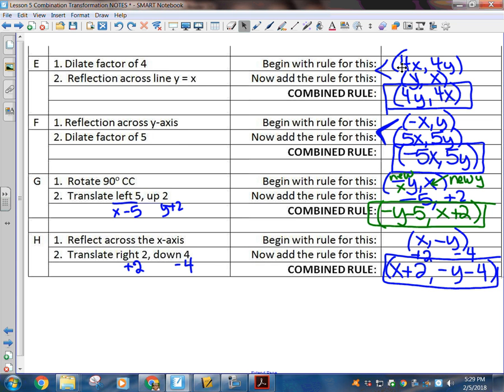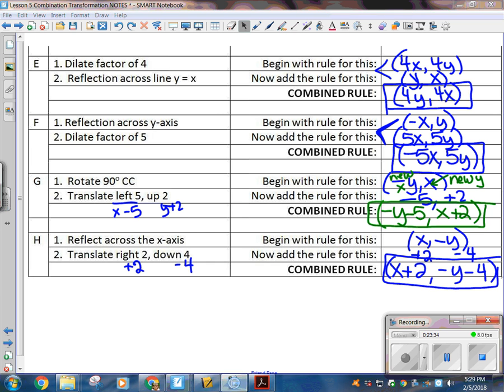Now, it's not possible to always do, in my opinion, a combined rule, but there are some that you can do. You will have to do a combined or a composition of functions for your poster project, which counts as a test grade. You're welcome to use one of these rules, or you're welcome to write your own. You're welcome also to check with the teacher and ask for help. Okay.